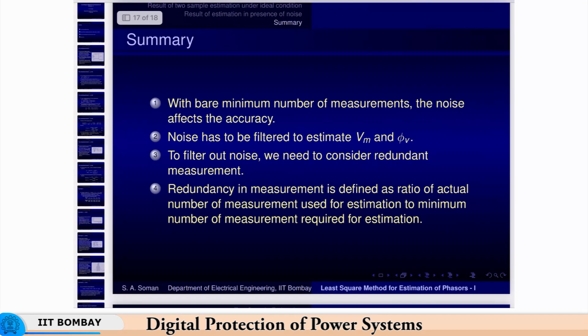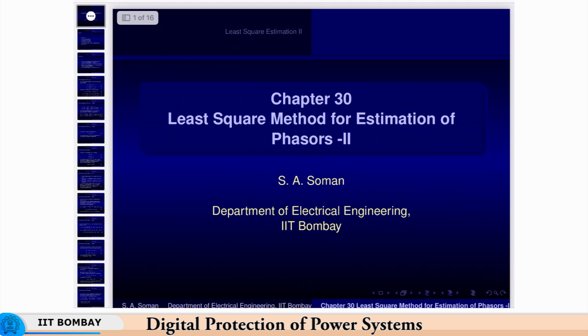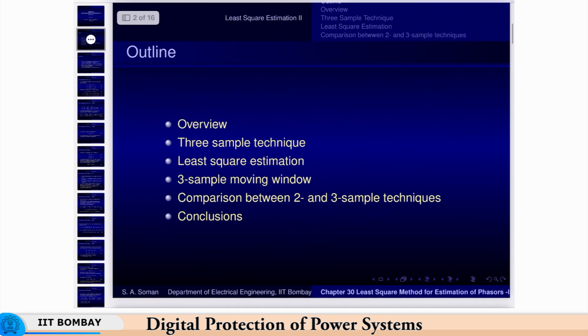So, let us move on to the next part, that is the 3 sample technique. Then we will see, because the number of measurements is more than the number of unknowns, we will come to a technique known as the least squares technique, or the linear least squares technique in this case. And then we will discuss some aspects of moving windows, and then compare 2 and 3 sample techniques, and then if time permits in today's lecture, we go on to a class of algorithms known as Fourier algorithms. We extend the 3 sample technique further, depending on the time available, of course.